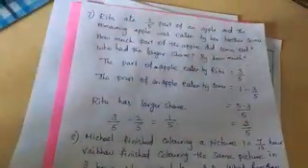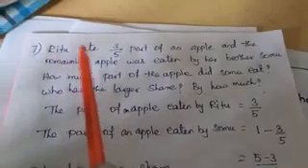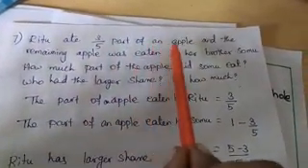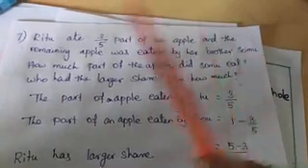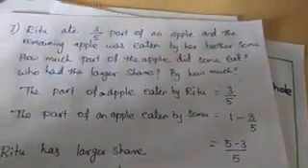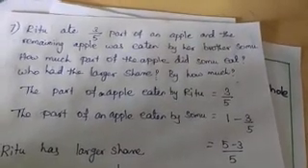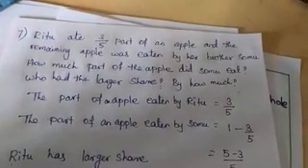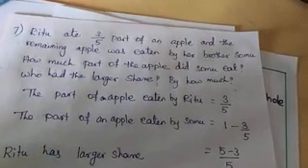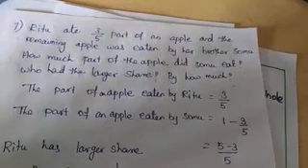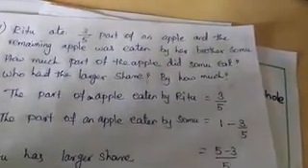And question number 7, it's very simple. Ritu ate 3 by 5 part of an apple and the remaining apple was eaten by her brother Somu. This normally happens in the home. One apple will be there, and mother will divide it and give it to us. It can be the larger part given to the sister or the smaller part given to the brother, like that.